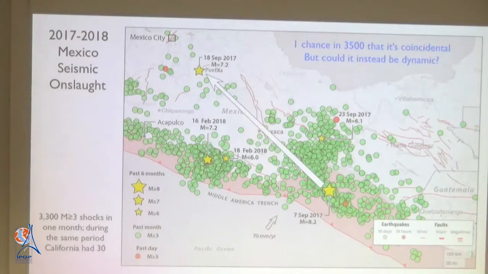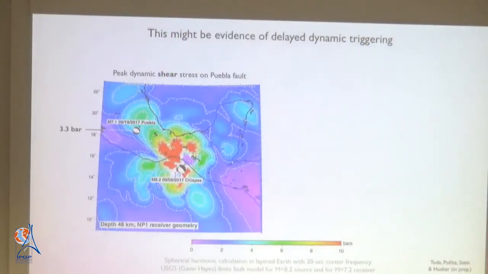But what if that's wrong? In what way could these earthquakes be communicating? They're too far apart for the static stresses to matter. So maybe dynamic triggering is important. Here's a calculation we did of the shear stress on the Puebla rupture produced by the Chiapas main shock, and the effect is almost a bullseye and about 3 bars. That's about 10 times what typically turns on shocks in static Coulomb triggering.